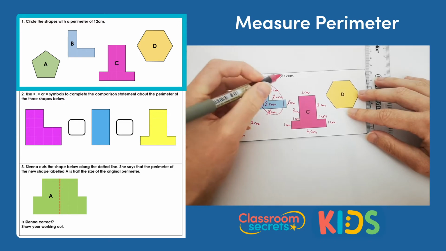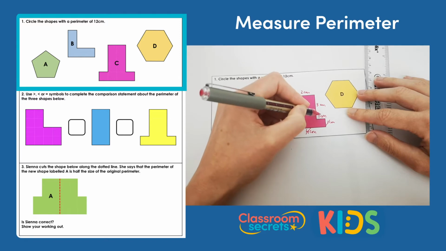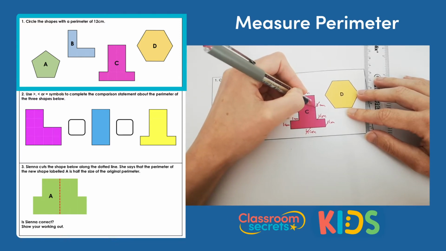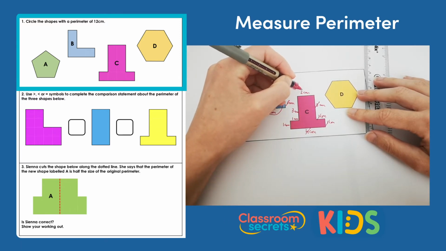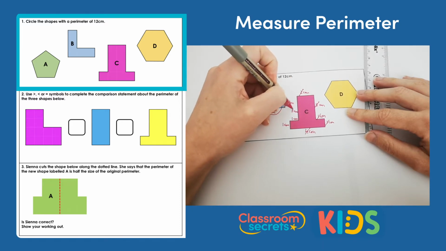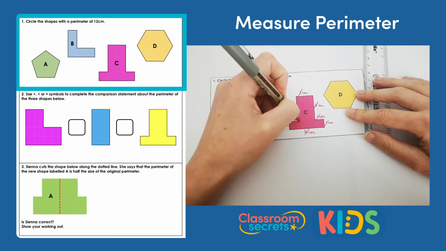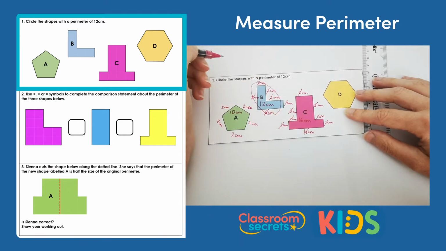Done all of the sides, so now I add everything together. So 4 add 1 is 5, add 1 more is 6, add 3 is 9, 9 add 2 is 11, 11 add 3 is 14, add 1 more is 15, add another one is 16. So the perimeter of this shape is 16 centimetres, so we don't need to circle it.